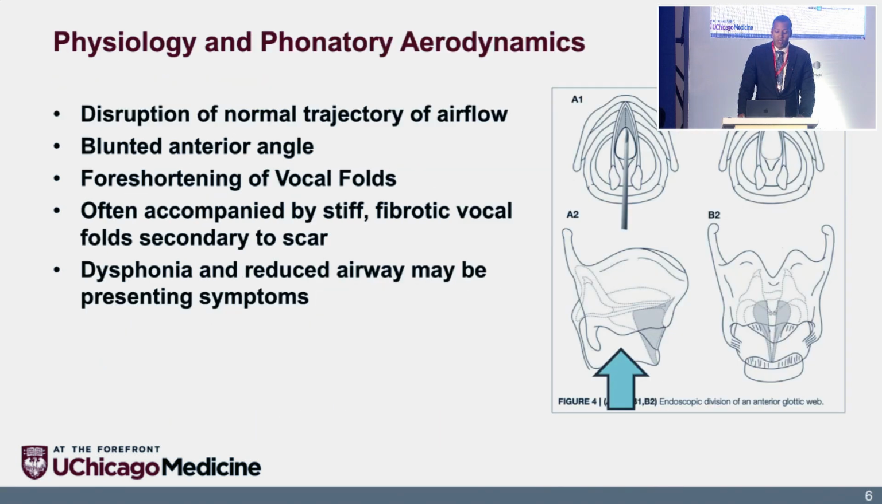So specifically, physiology and phonatory aerodynamics of webbing. When you have an anterior glottic web, you have disruption of the normal trajectory of airflow through the glottis. What that is associated with is a blunted anterior angle, and what that causes is a lower projection and intensity of the sound. You can also have pitch discrepancies because the vocal fold itself is shorter than what you'd expect to see. It can change the timbre and the resonance. For the most part, these characteristics are perceptible on physical exam. You can hear a thinner voice and a higher pitched voice, but occasionally you can't.